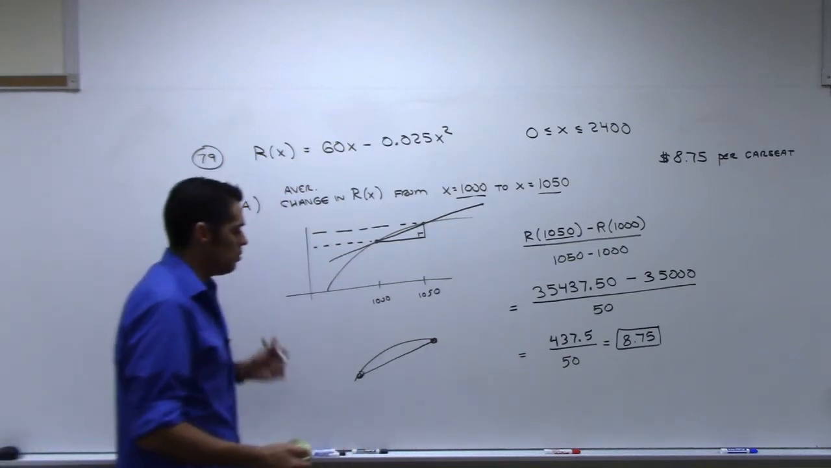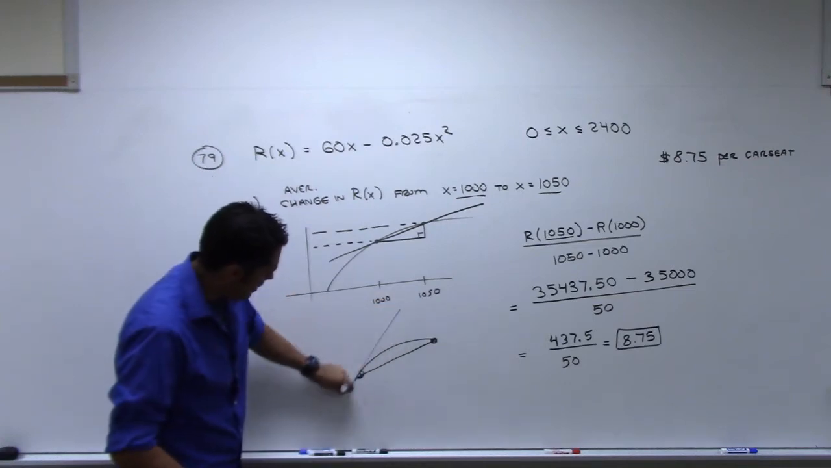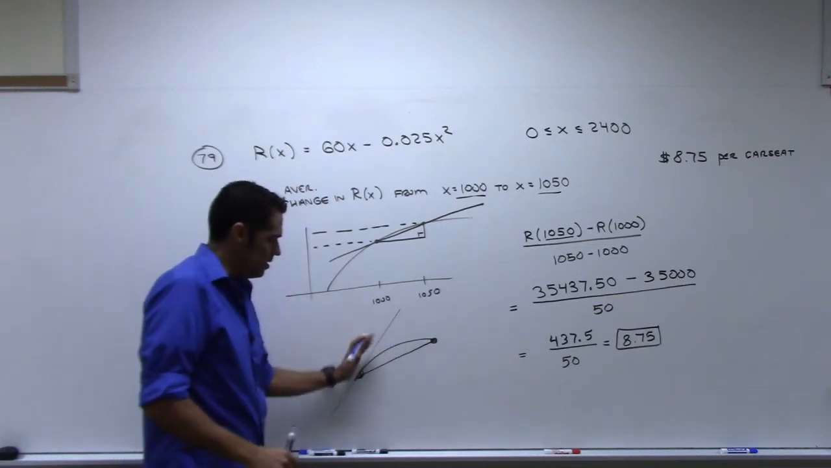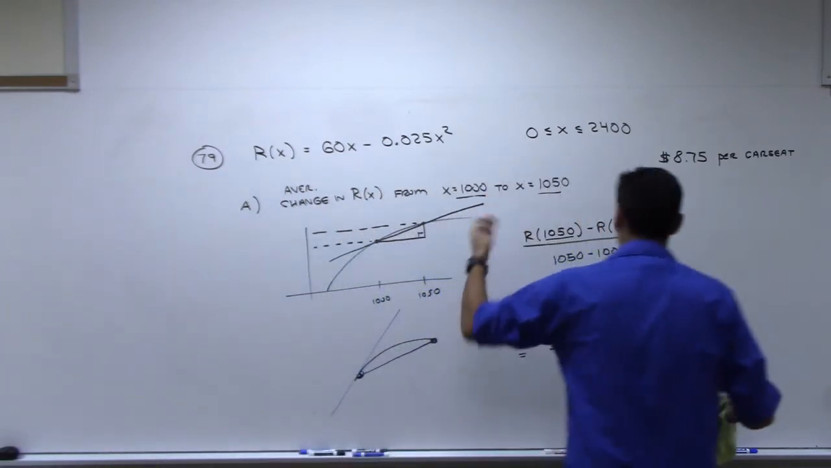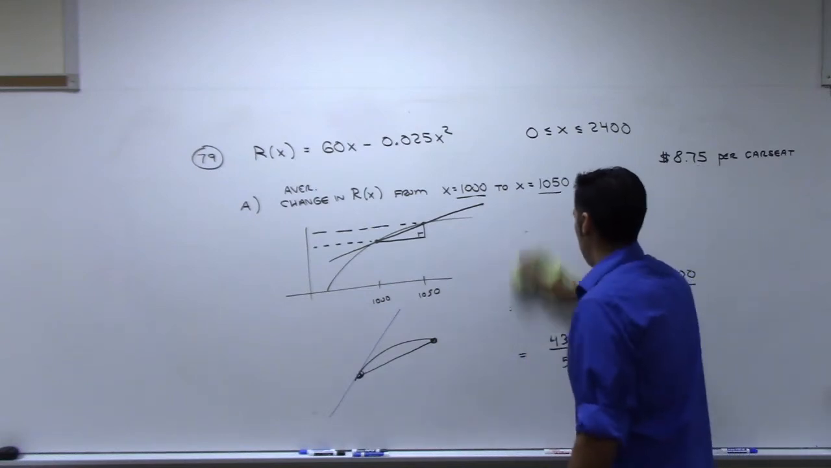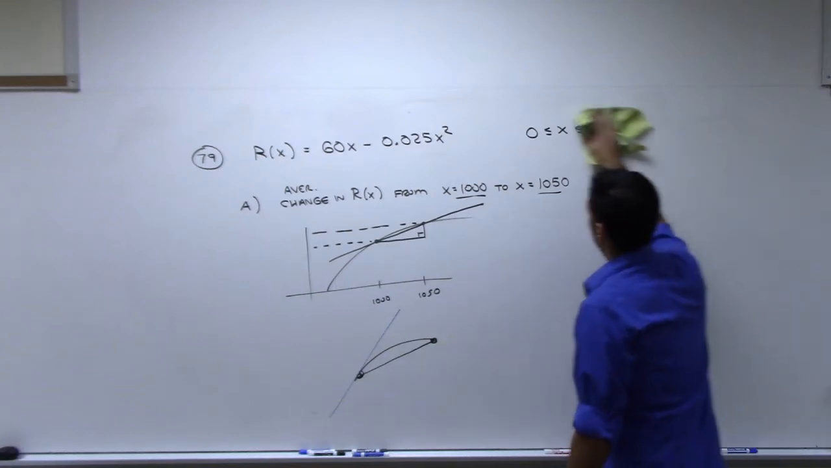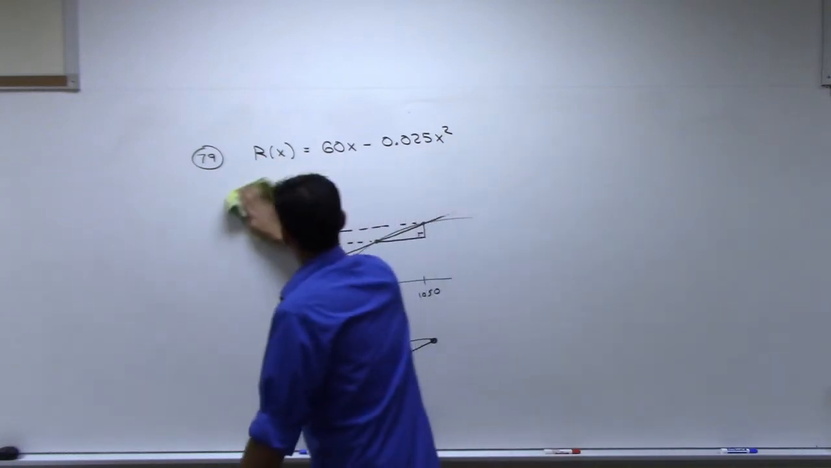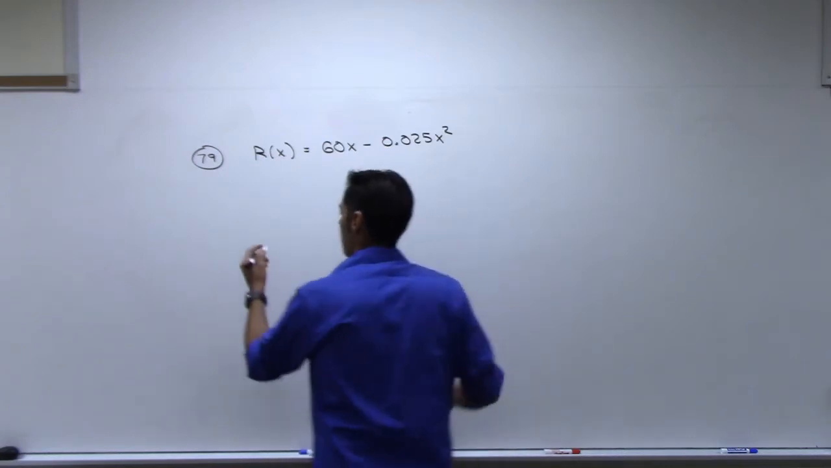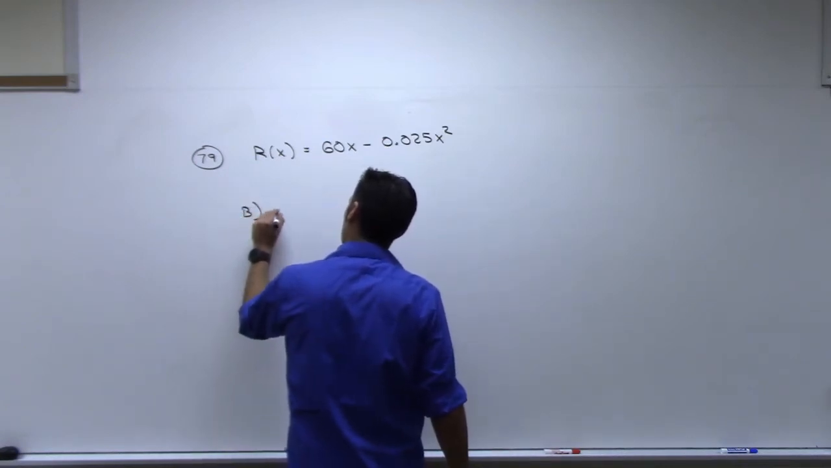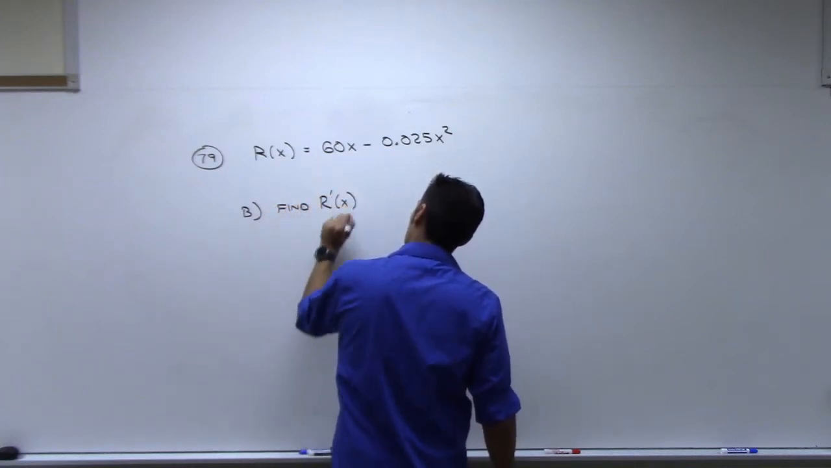Because what's interesting to us in this class is not the average rate of change, but we are more interested in exactly at that point, what's the instantaneous rate of change, and that will require the derivative, which requires calculus, which requires algebra, and that's why we're taking this class. So I need now R prime of x for part B. This is going to be a mess.